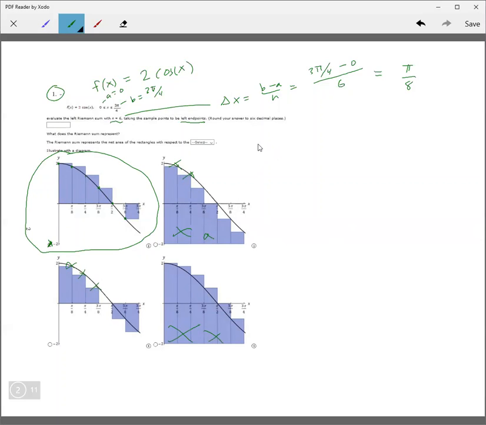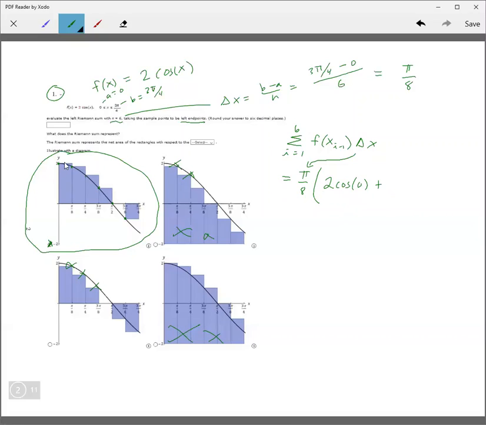And the Riemann sum is going to be the sum from i equals 1 to 6 of f of x sub i minus 1, because that's how I'm taking the left endpoint, times delta x. And delta x is pi over 8, so I'm going to put that there. And then for the first one, it's going to be 2 cosine of 0, so that's the left.